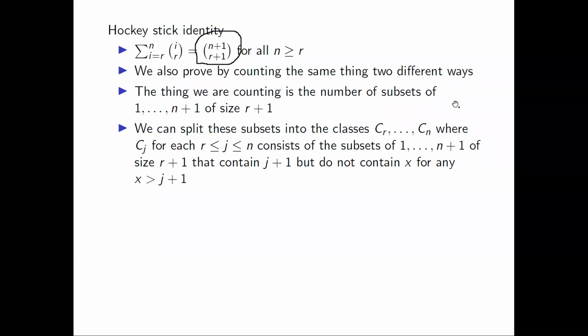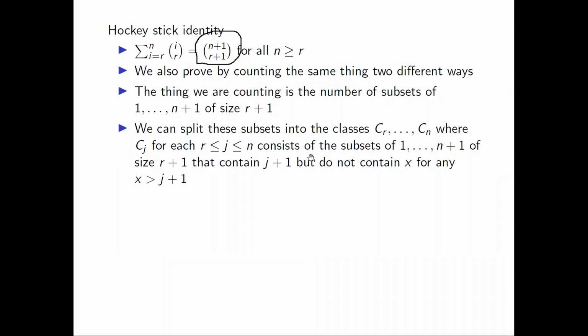And we'll do something kind of similar to what we did with the previous problem, where we break it up into cases. So this quantity, the number of subsets of 1, 2, up to n plus 1 of size r plus 1, we can break it up into cases depending on the largest element in the subset. So we'll define our cases C_R, C_{R+1}, up to C_N. So these will be classes of subsets. All the subsets that we're counting are going to fall into one of these classes, exactly one.